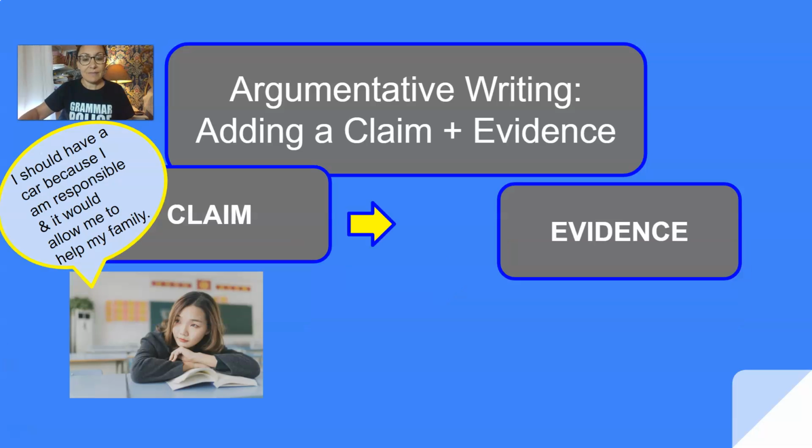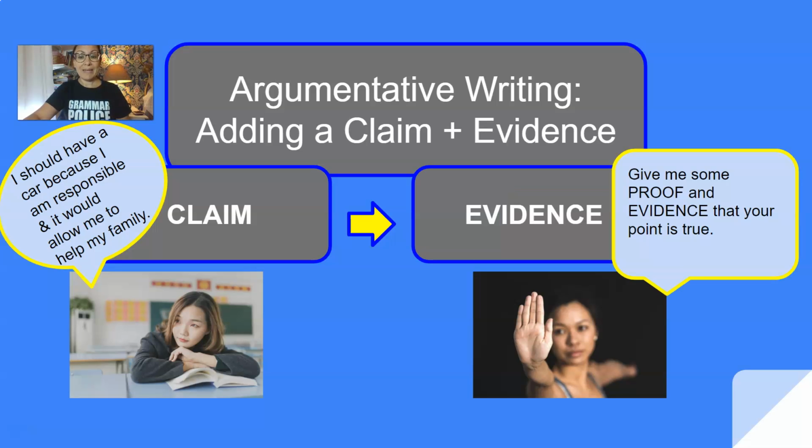So someday, soon, you might say to your parent at home, your adult at home, I should have a car because I'm responsible and it would allow me to help my family. That is a claim that is not fact-based. So the adult at home might say, I want to see some evidence. Give me some proof, some factual evidence that your point is true.